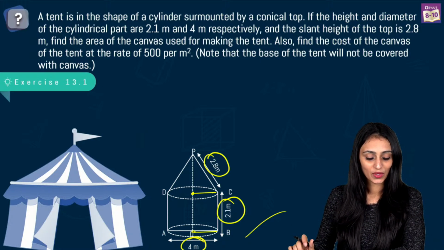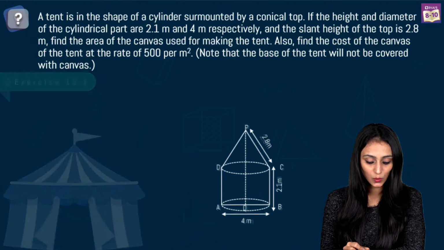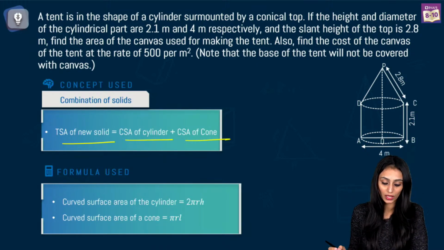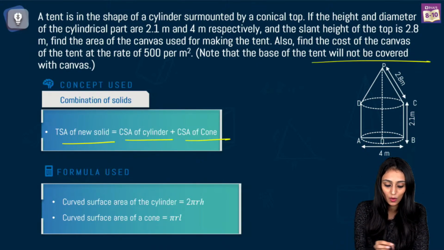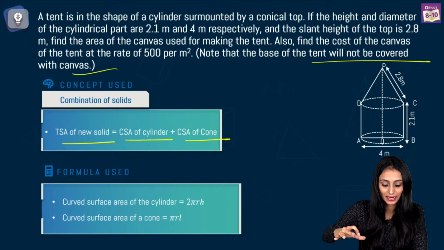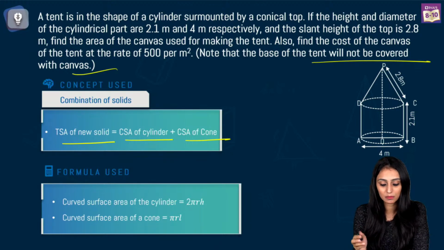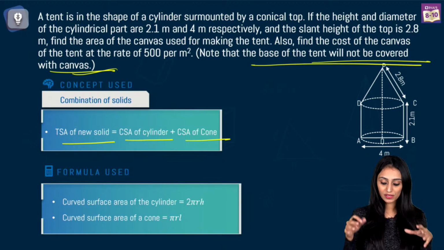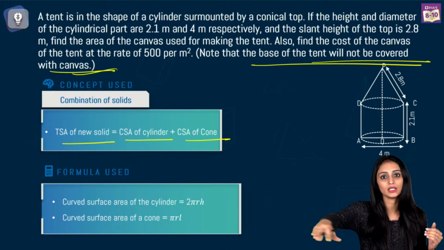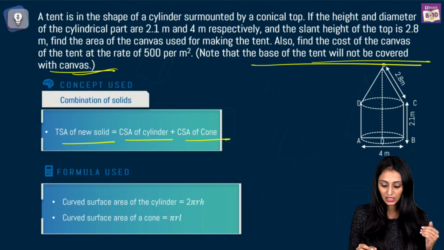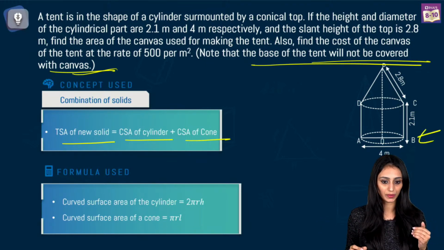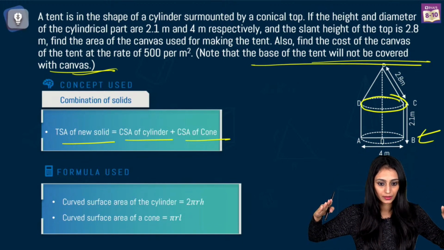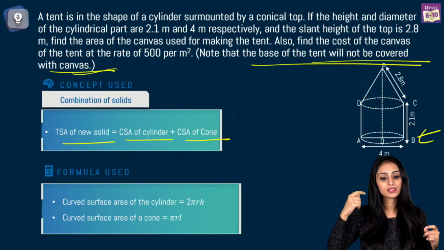Right. Okay. All right. So to simplify this, what we will do here is simply to find out the TSA of the new solid, we will take CSA of cylinder and CSA of cone. Question has already mentioned that the tent obviously will not be covering the base, right? Even if it might be possible that this note will not be there in your paper, but see, it is common sense that obviously when we are talking about a tent, it is never on the floor. So definitely we will not be covering the area of this floor over here. And definitely this part will also be open since it has a conical top over it, right? So that's why we are considering the CSA over here.